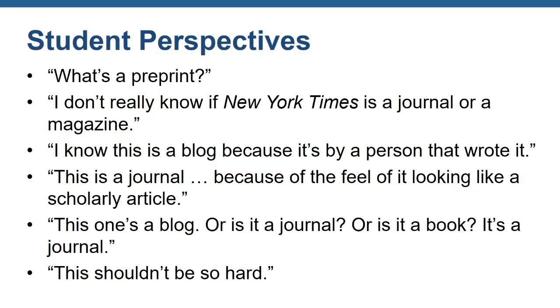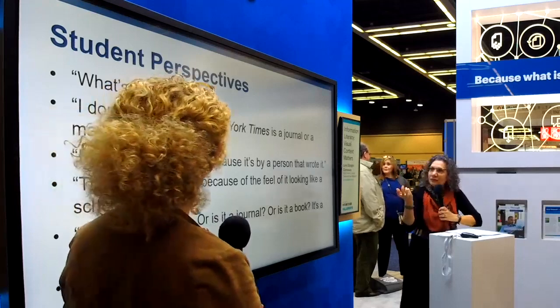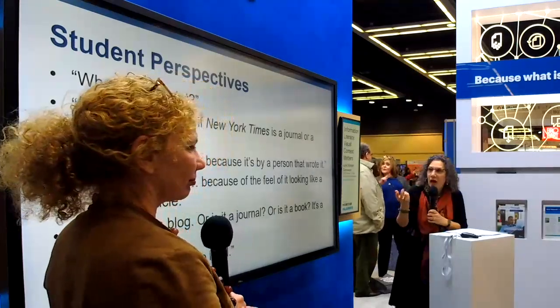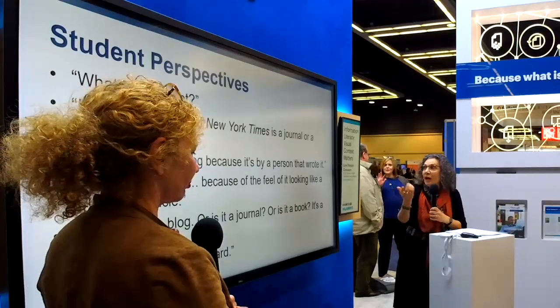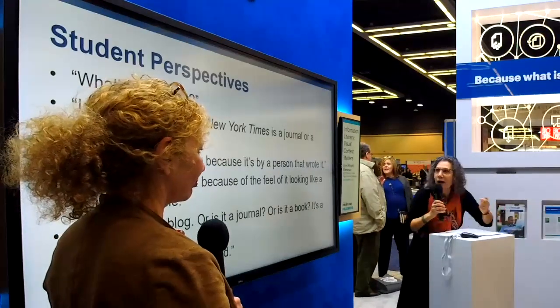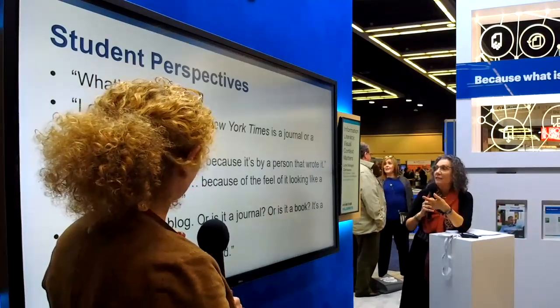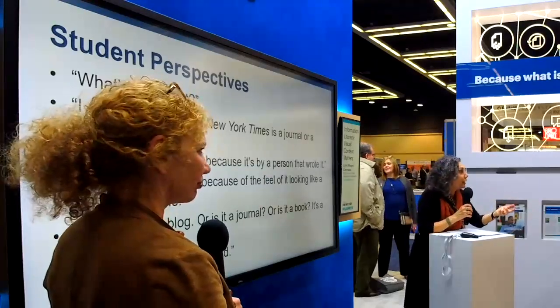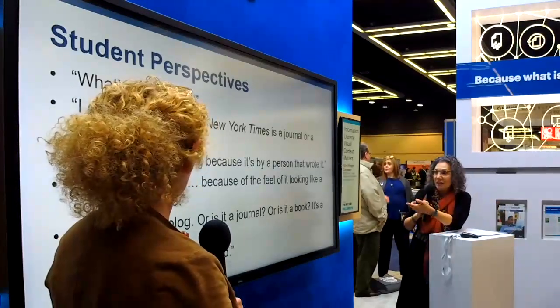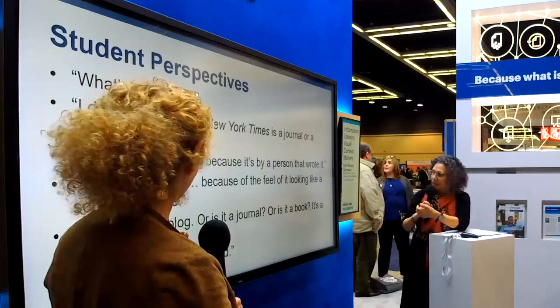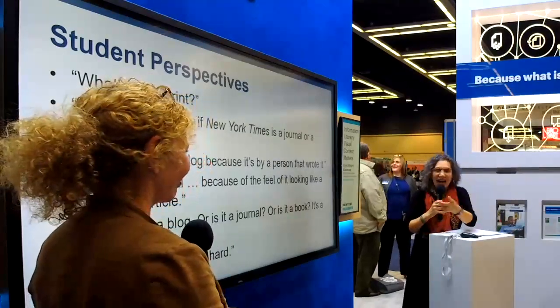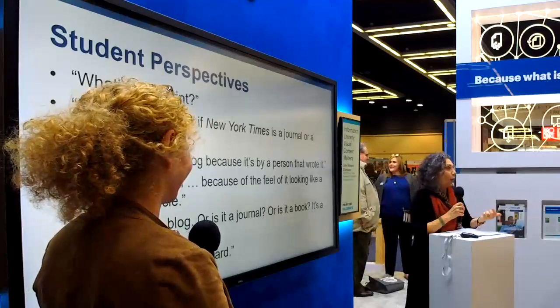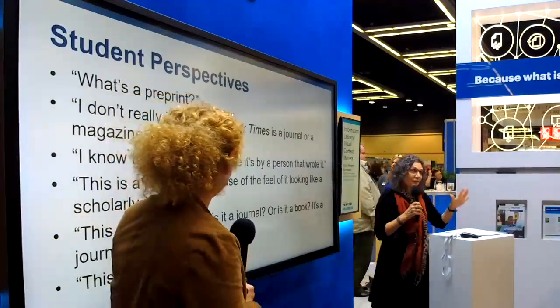And then these are just some of the quotes from the individuals. Someone says, what's a preprint? I don't really know if New York Times is a journal or a magazine. I know this is a blog because it's by a person that wrote it. This is a journal because of the feel of it looking like a scholarly article. This one's a blog, or is it a journal, or is it a book? It's a journal. And this shouldn't be so hard. But yet they're very confident.